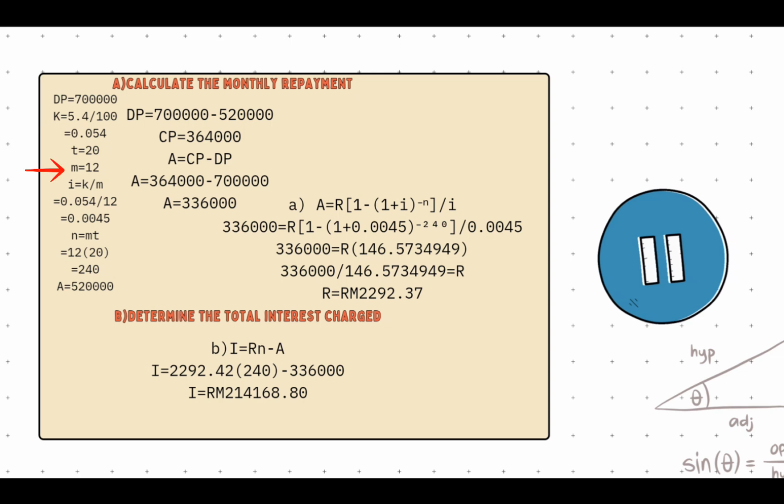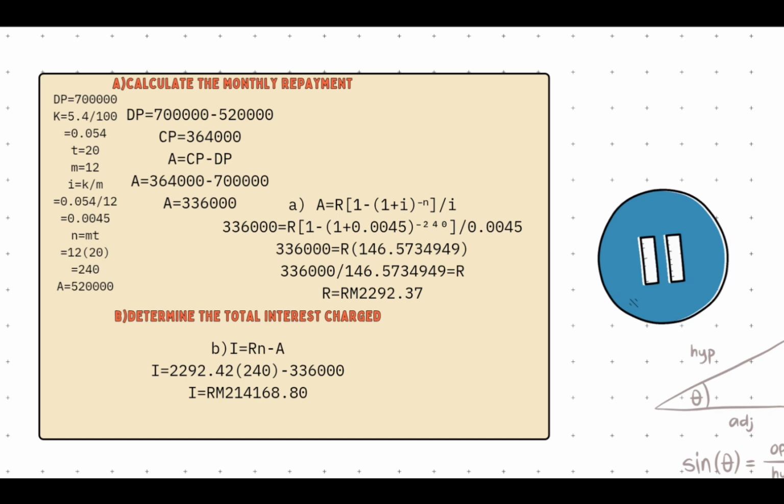Since the repayment is monthly, we divide the interest by 12. So, I equal to 0.054 divided by 12. The answer will be 0.0045. The loan period is 20 years and repayment is done monthly. N equal to M multiplied by T. So, after we substitute the numbers, it will be 12 multiplied by 20 and the answer will be 240 months.